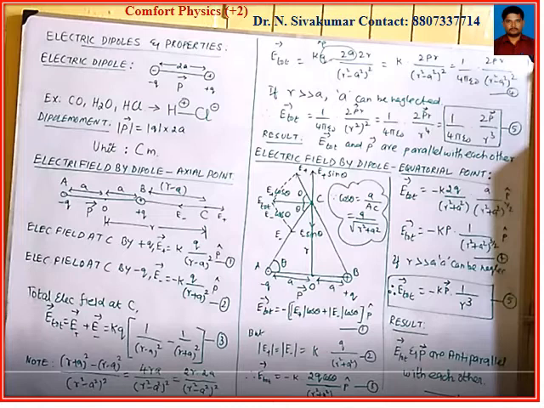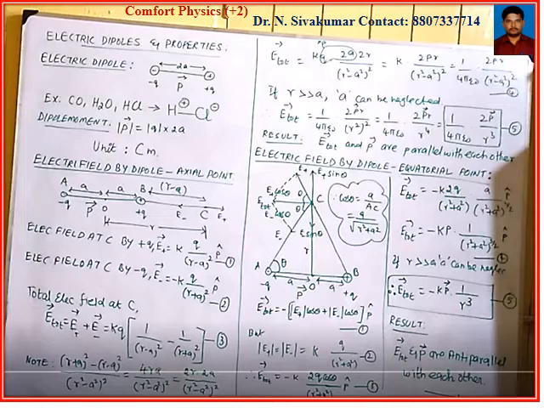Dipole moment is defined as the product of any one of the charges and the distance of separation. That is called dipole moment. Its direction is always from negative to positive. Its unit is coulomb meter, since the unit of charge is coulomb and the distance of separation 2a is in meters. Coulomb meter should be written as capital C and small m.